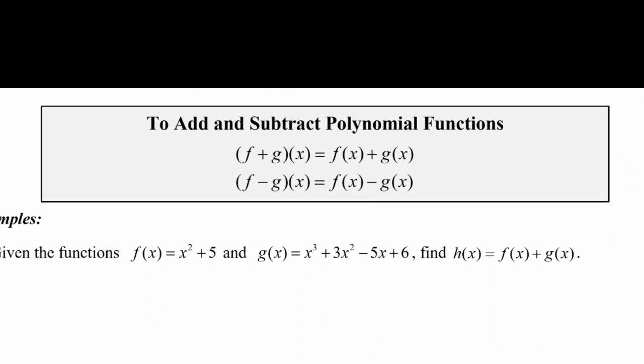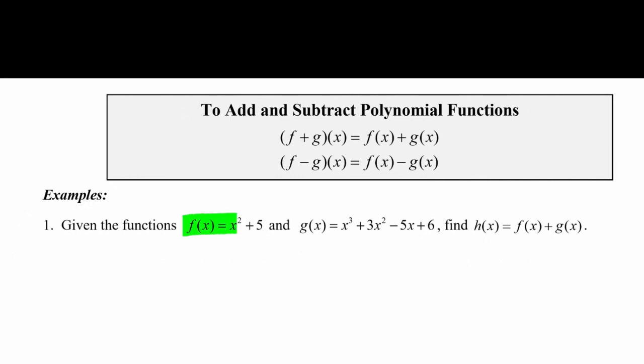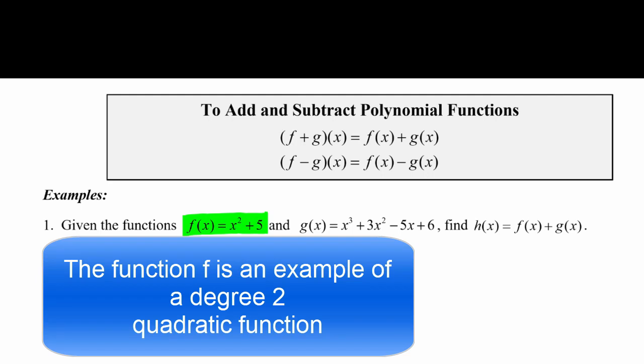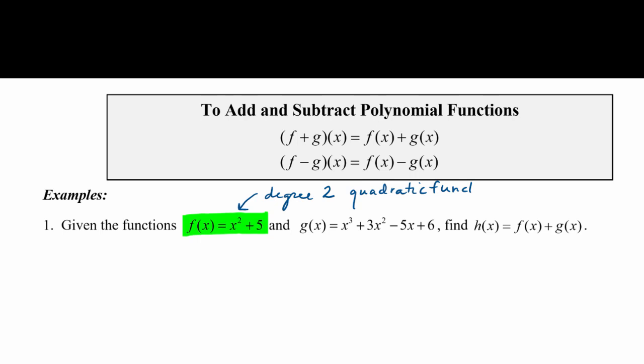For example, look at example number 1. You have the function f of x, which is x squared plus 5, and this function is a quadratic function. Let me help you with that name. Notice that the degree of the function is 2, and when we have a degree 2 function like this in one variable, this is called a quadratic function. And we're going to be doing some future work on quadratic equations, so it's good for you to start recognizing them. The graph of that function is a parabola, so it's going to look like this.